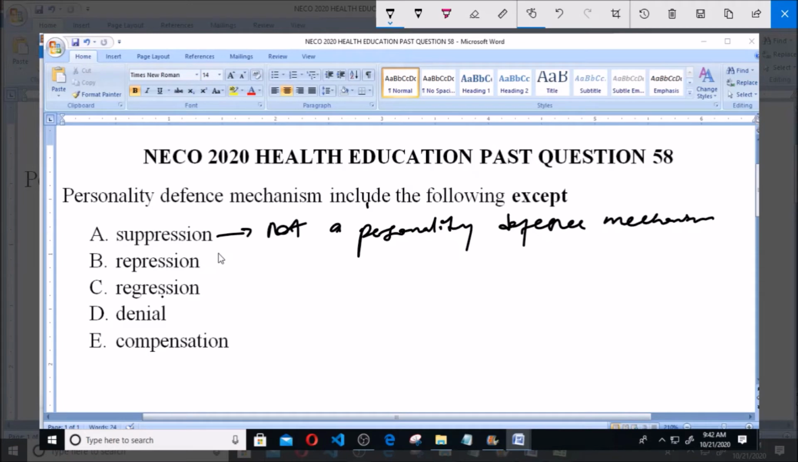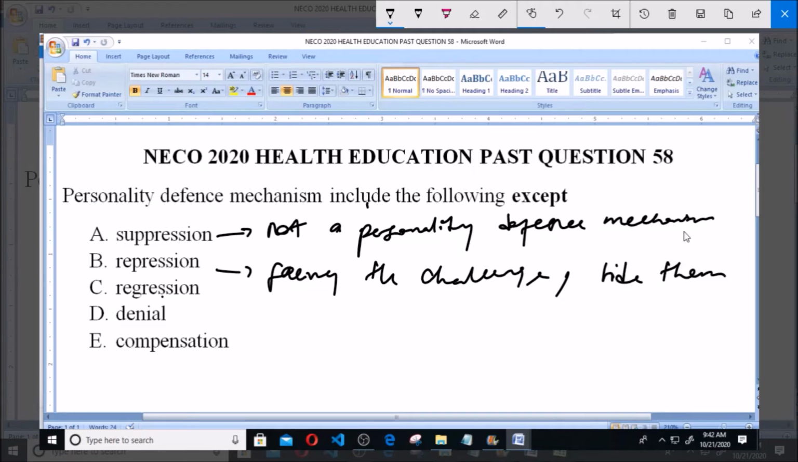Now option B says repression. Repression simply refers to instead of facing your anxiety or facing challenges, one may unconsciously choose to hide them in hopes of forgetting them entirely. That is repression. Instead of facing painful memories, one simply unconsciously chooses to hide these painful experiences, hoping that they can forget them for life. But that doesn't mean that the person might actually forget them, but at that moment the person is trying to defend his personality by trying to forget these painful memories.